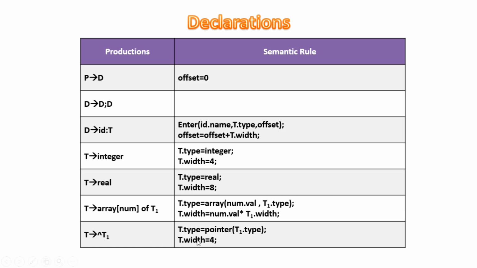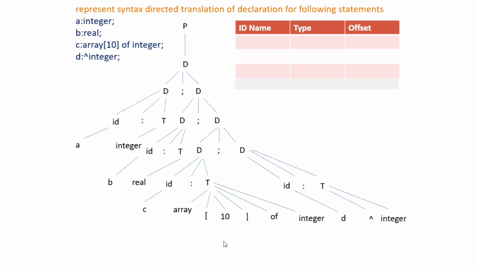Now, T dot width is equal to 4. This is how the production rules and the associated semantic rules are mentioned here. Now, we will have an illustration of how the semantic rules are put into action when a corresponding sequence of declarations has been made. In this case, I have 4 declarations A, B, C and D, where A is integer, B is real, C is an array data type of integer and D is an integer pointer.